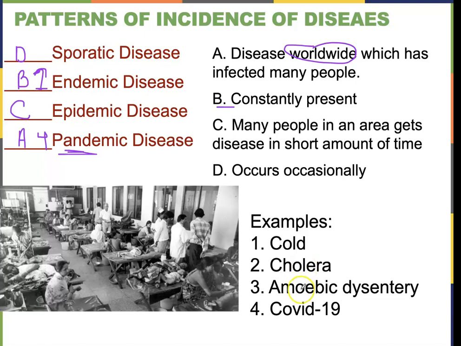Then we have cholera and amoebic dysentery. So cholera is something that's spread very quickly through a population, and a lot of people get it at one time because it's easily passed. So number two would be an epidemic disease. And this is a picture of basically a cholera epidemic.